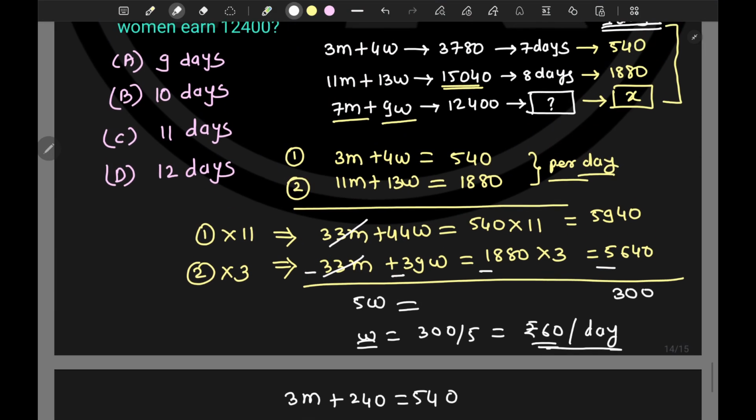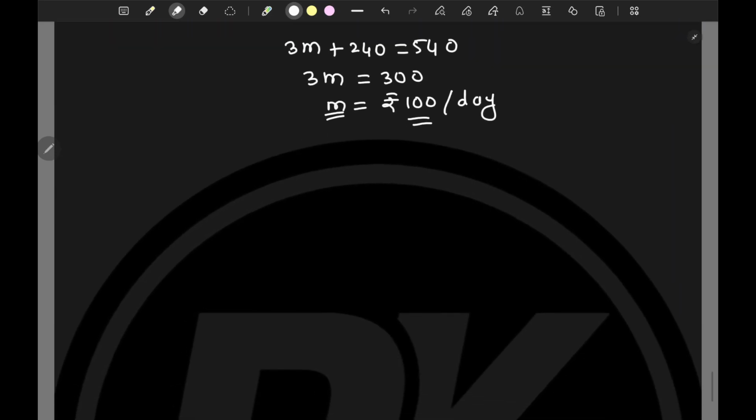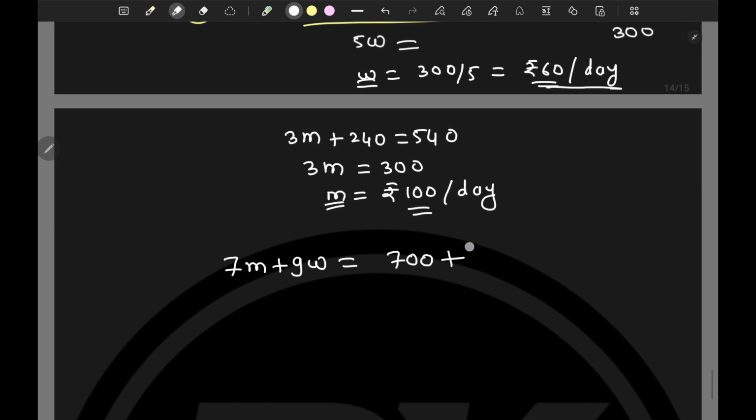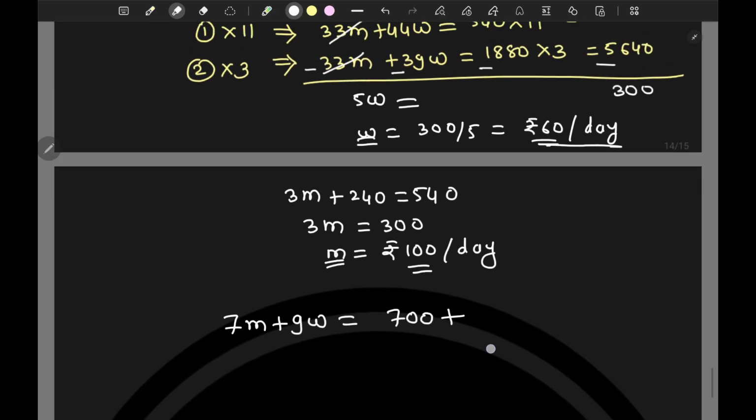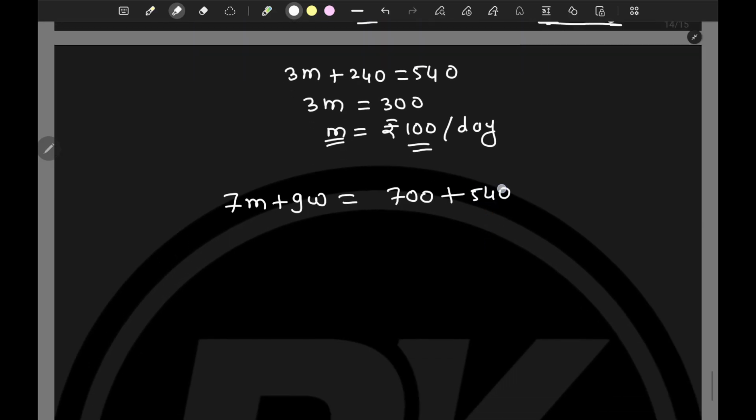Now per day, we have to calculate how much 7 men and 9 women are getting. So that will be equal to 7 into 100, it is 700, and 9 into 60, it is 540, and that will be equal to 1240. So it is 1240 rupees.